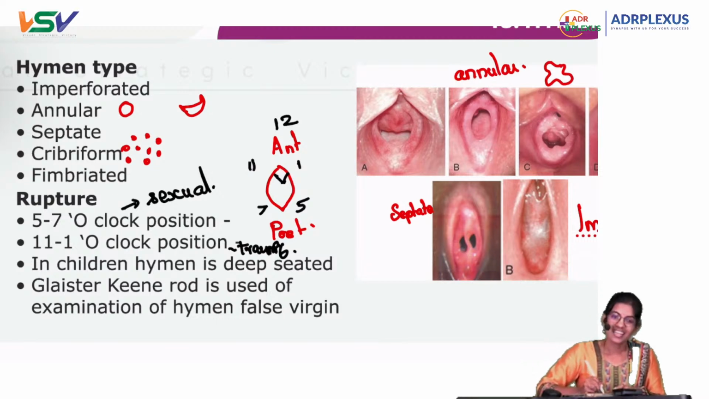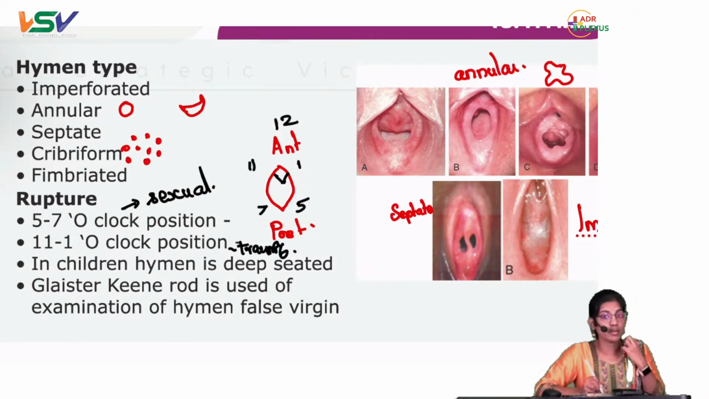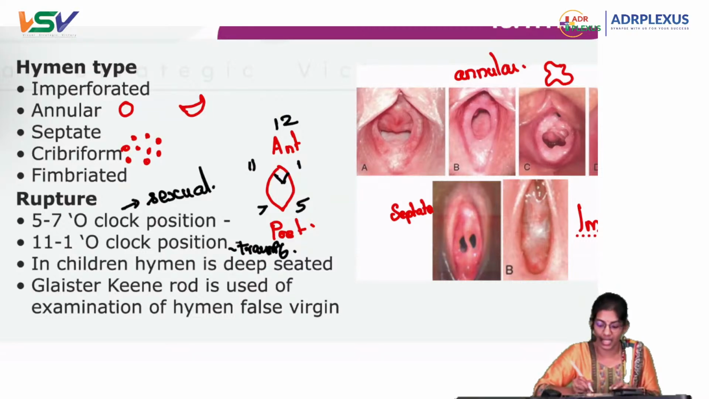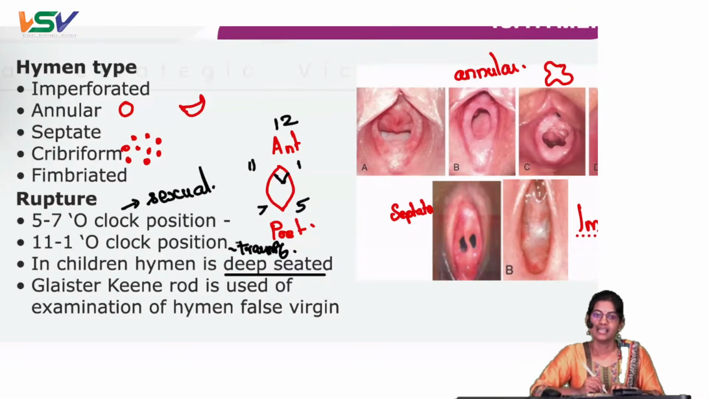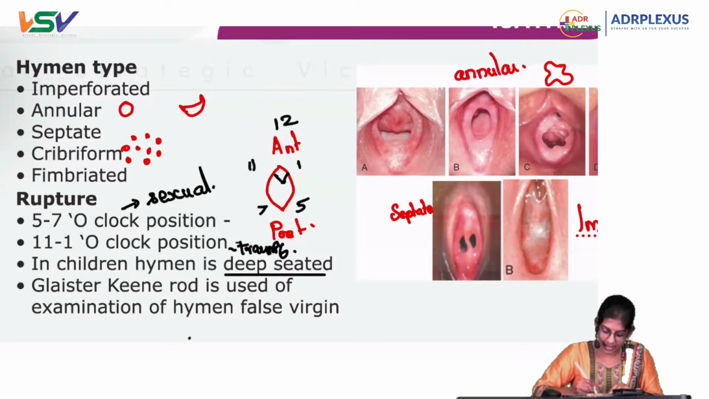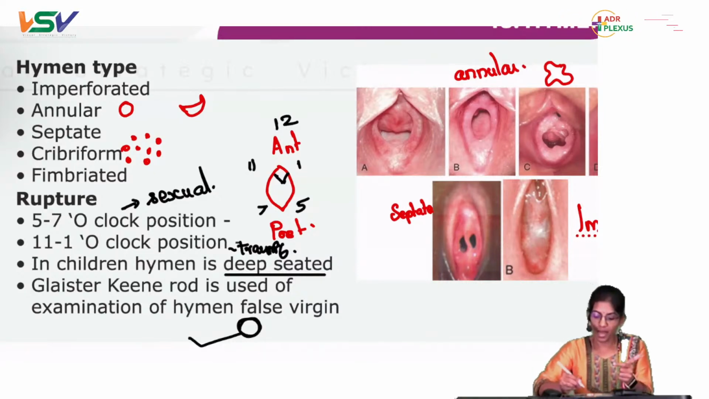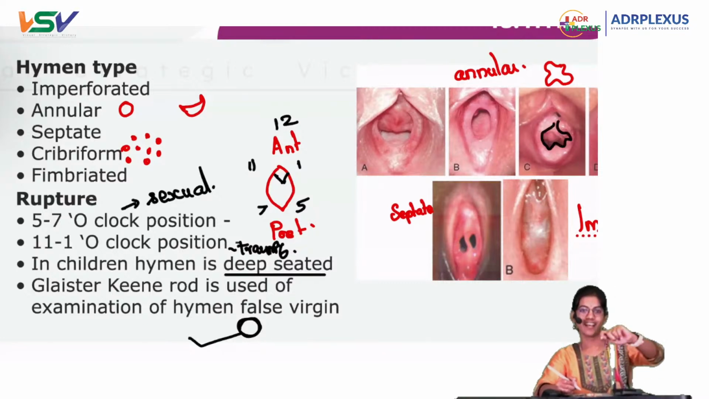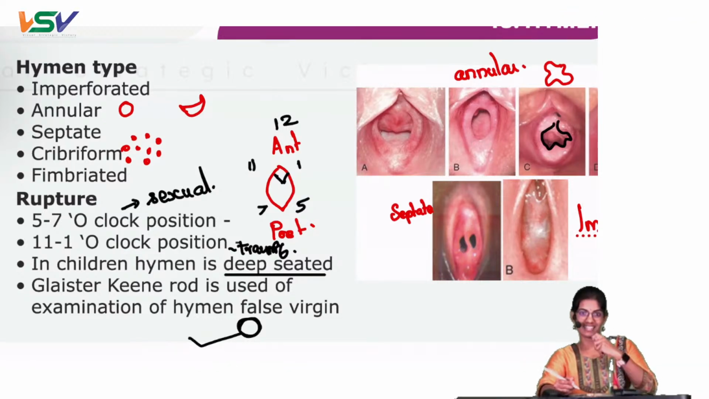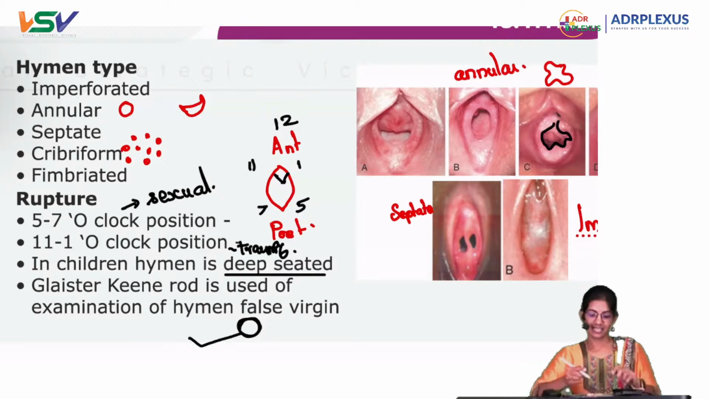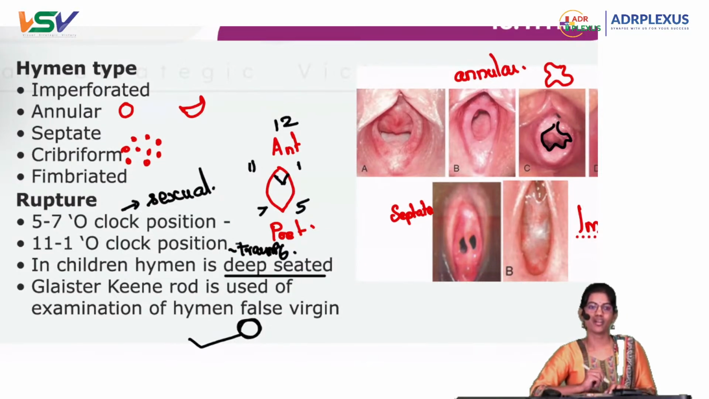Okay. In children, the hymen is not torn always, though they might have massive contusion, the posterior fourchette is torn. They might not have a ruptured hymen because the hymen is pretty deep seated. Glaister Keen rod. It's a slightly bent rod. At the tip, there is a bulb. It's a glass rod. So when we have to examine the margins of the hymen, like here, we want to examine this margin. This rod is inserted and then it's slightly pulled back, retracted. So the margins sit on the glass and you can visualize it. Okay, so it's used for examining.